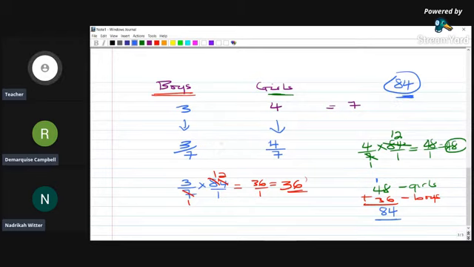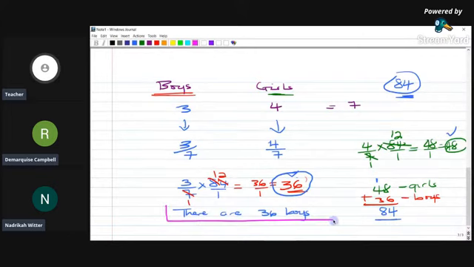Okay? So what did they ask us to find? Did they ask us to find the 84 or the 36? They said that we must tell how many are boys. So we could write now, there are 36 boys. Okay? 36 boys. We make this nice and big on the page so everybody can see that this is our answer.